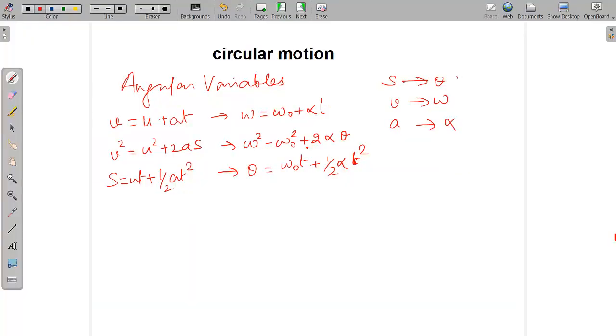Here basically s gets replaced with theta, v is replaced with angular velocity, and acceleration is replaced with angular acceleration, and these three equations become somewhat like this. So these things we already discussed.